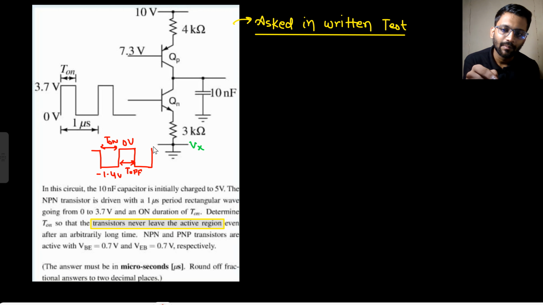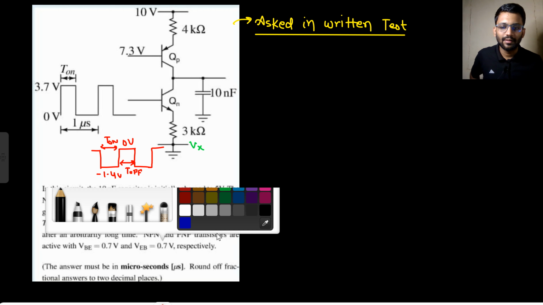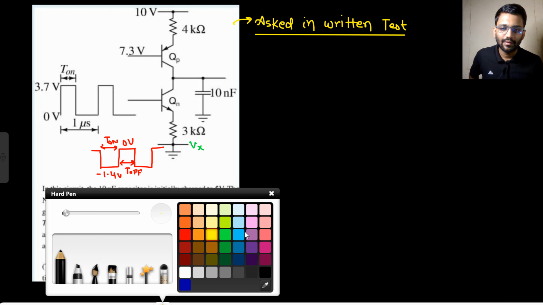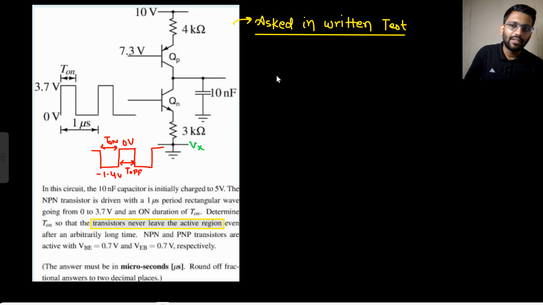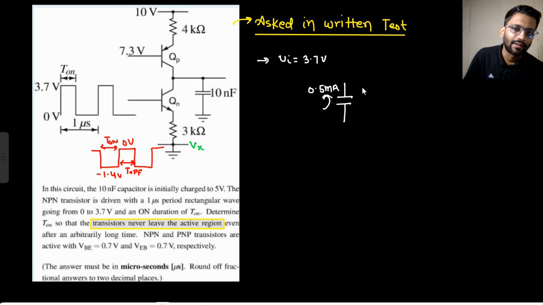Then minus 1.4, 0. So what will happen in this one? When Vin is equal to 3.7 volt, at that time what will happen? The capacitor will discharge with 0.5 milliampere current, right? 0.5 milliampere current.